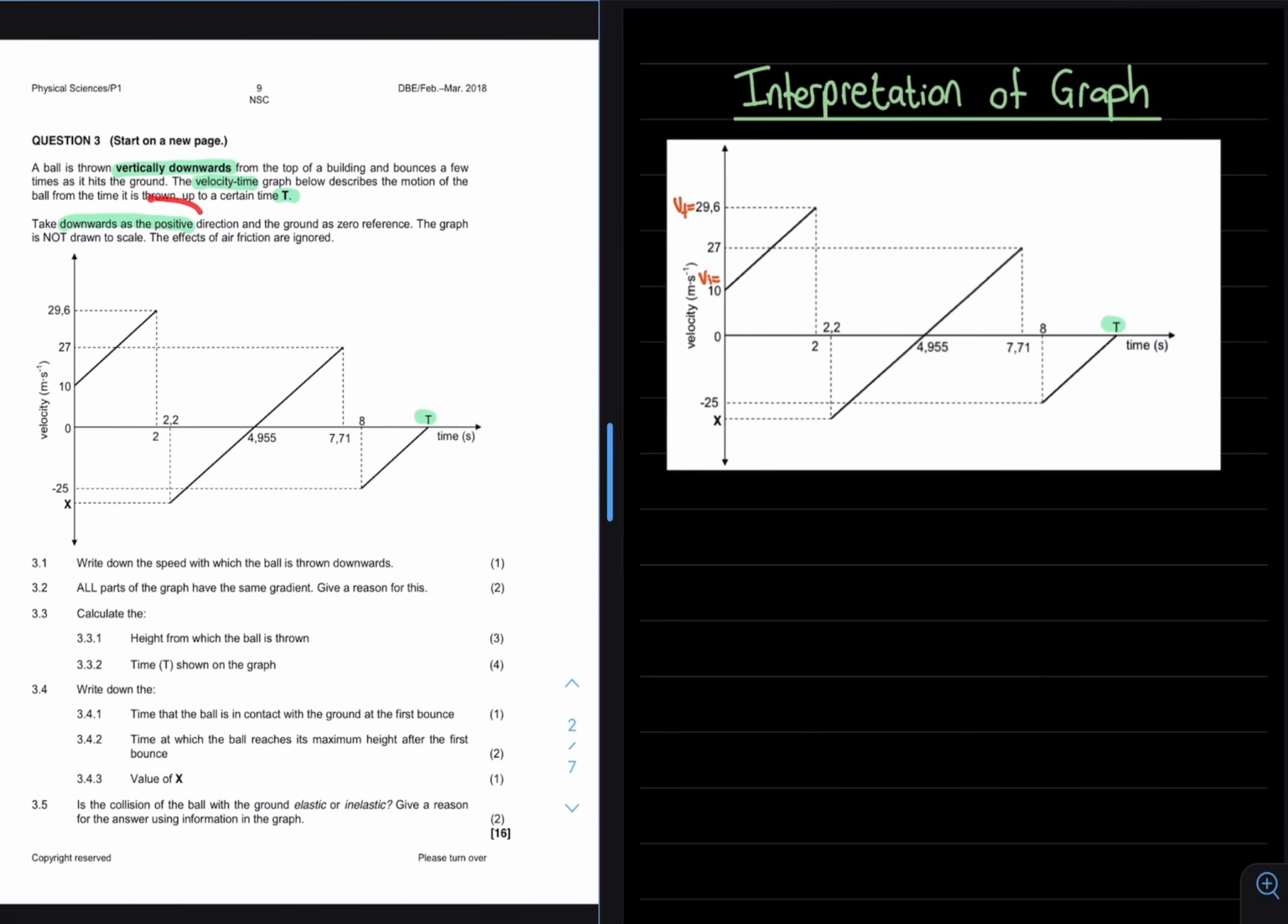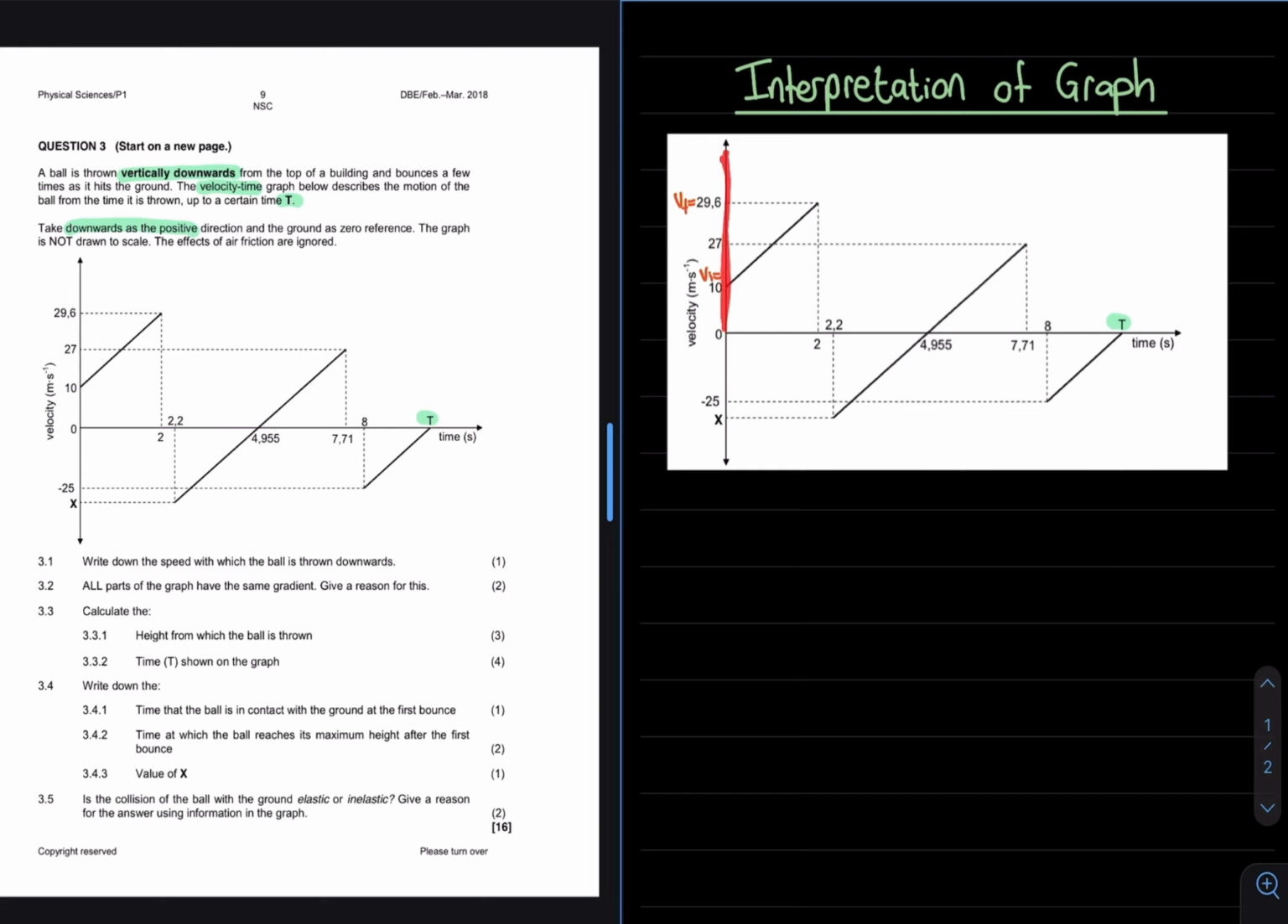It was also said that we have to take downwards as positive. This means that everything on the positive part of my y-axis is in the positive direction, which is downwards. And therefore, everything on the negative part of my y-axis will indicate my upward direction.